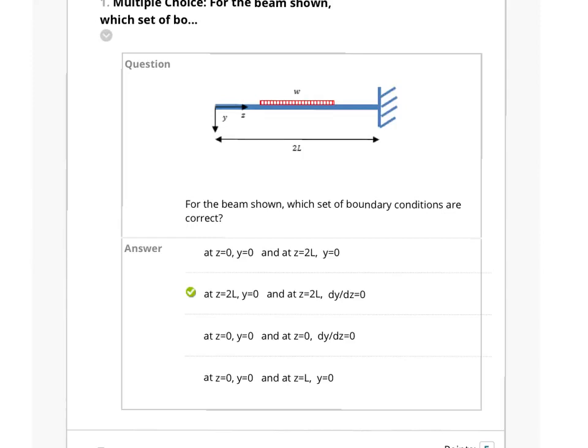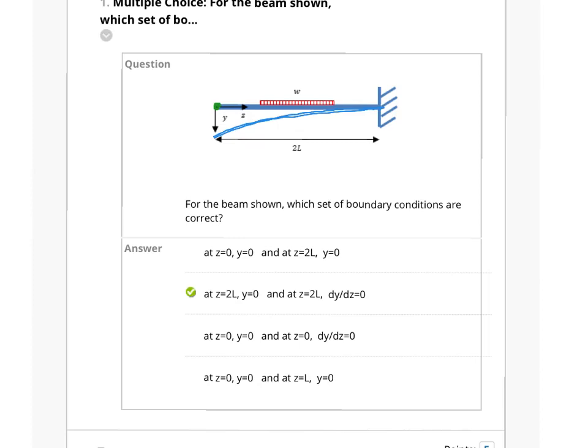In this problem, please note that we are starting our coordinate system from this left hand end over here. So the horizontal axis is Z here, and the vertical one is Y, positive downward. If we want to know the boundary conditions, because under this load the beam is likely to deflect, possibly something like this, okay?